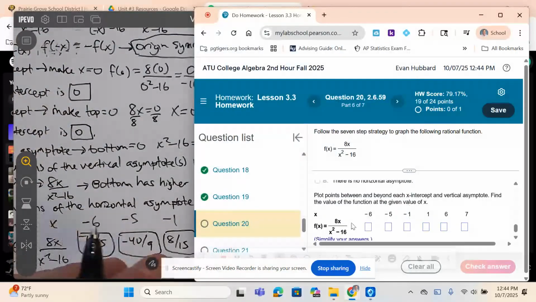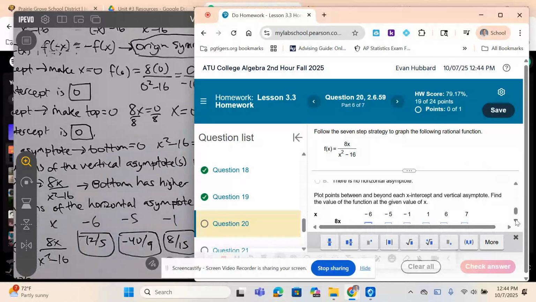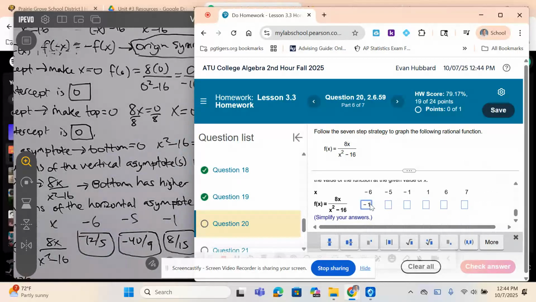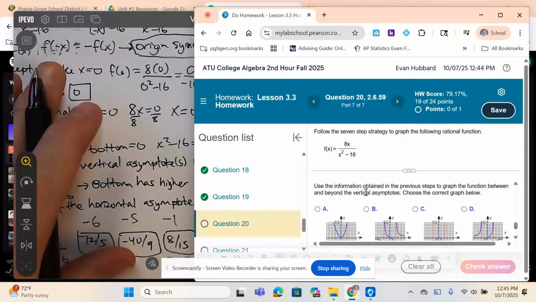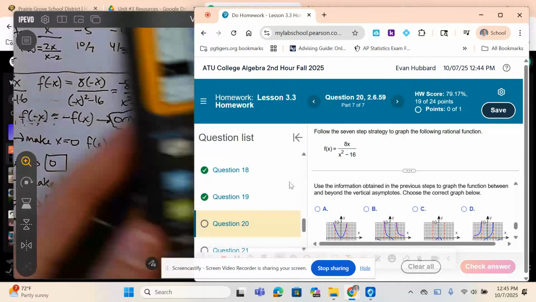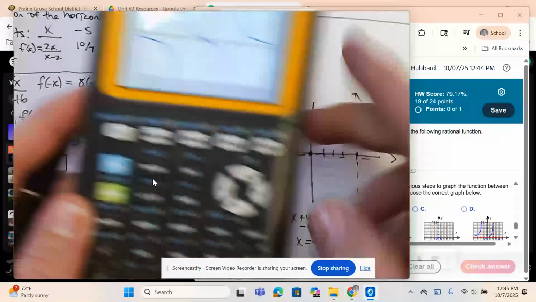So I'm going to write negative 12 fifths, negative 40 ninths, 8 fifteenths. 1 is negative 8 fifteenths. 6 is 12 fifths. And this one's 56 thirty-thirds. Okay, and I could start graphing these too. So I'm going to graph those points. Now you could tell by looking at the graph here too.